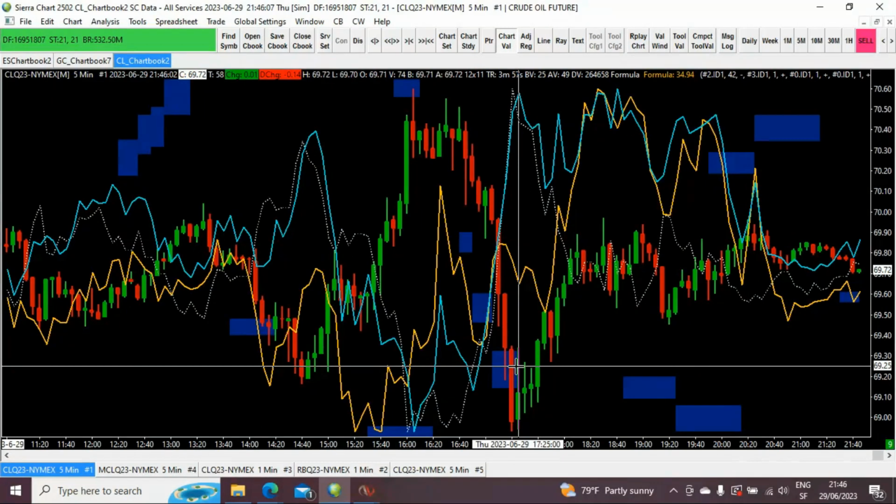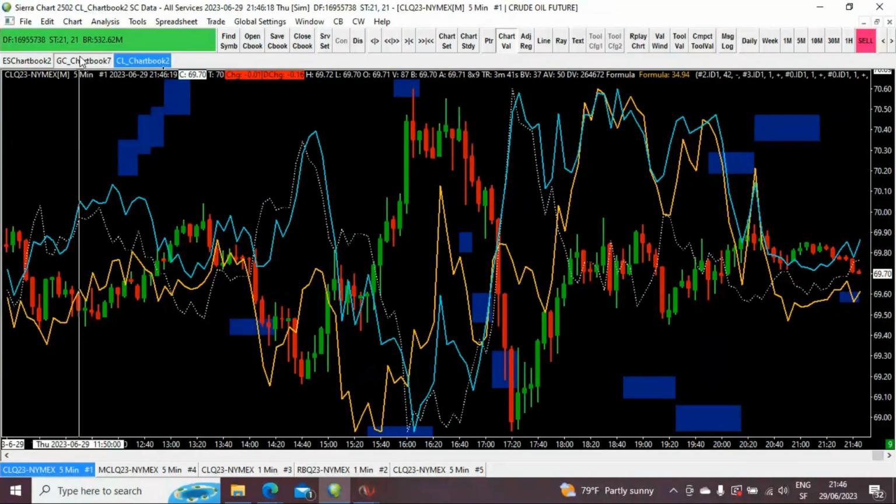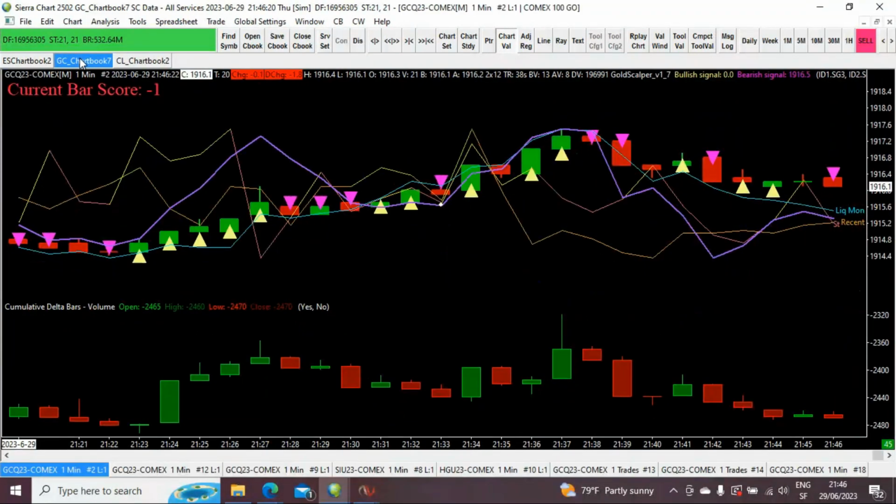Okay. No questions on the crack spread. So I'm going to move on to gold. Now, this is the one indicator which is currently not available on Ninja for the time being. It was a recent release on Sierra, and I haven't yet managed to put it onto Ninja, but it'll get there.